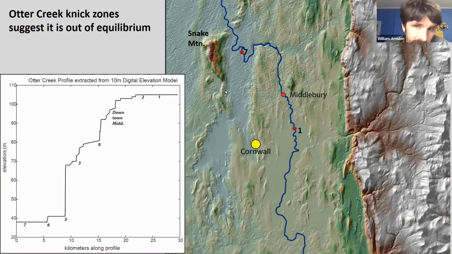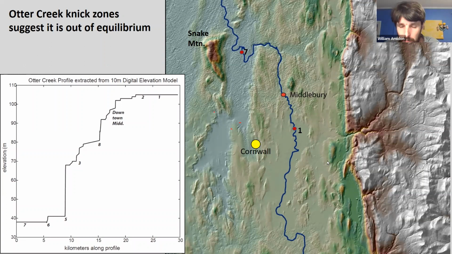Keep in mind, we did raise the possibility earlier that the Lemon Fair is a modern extensional basin. So it's possible that this eastern edge of the Lemon Fair Valley was simply dropped down, and Otter Creek is responding by cutting headward up towards Middlebury.